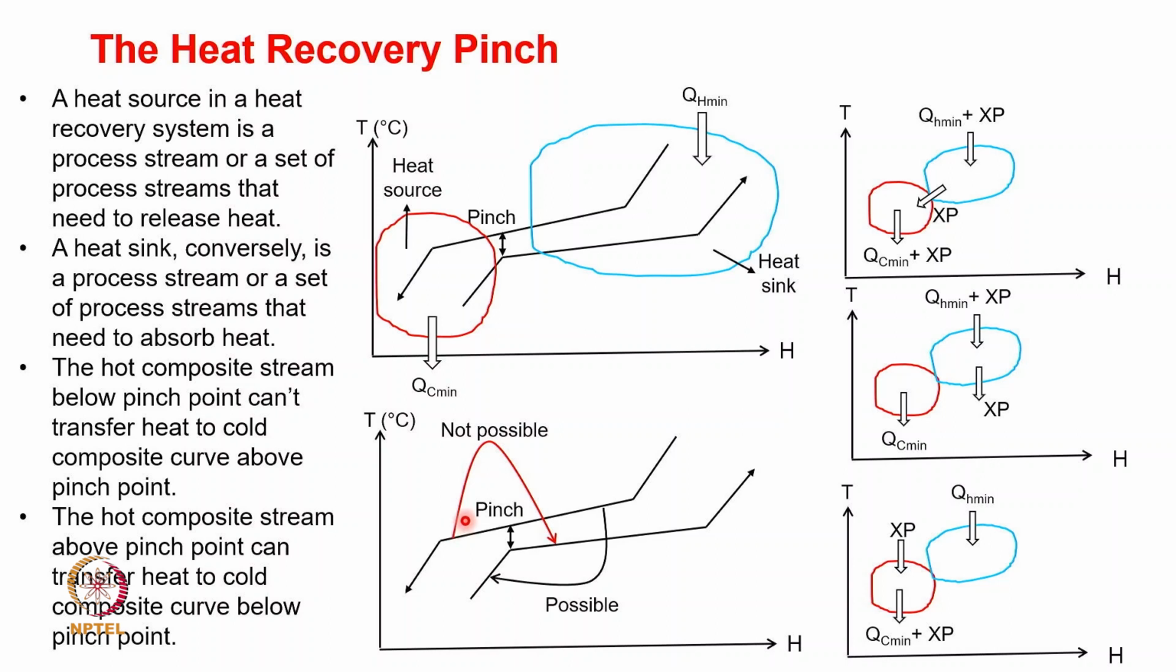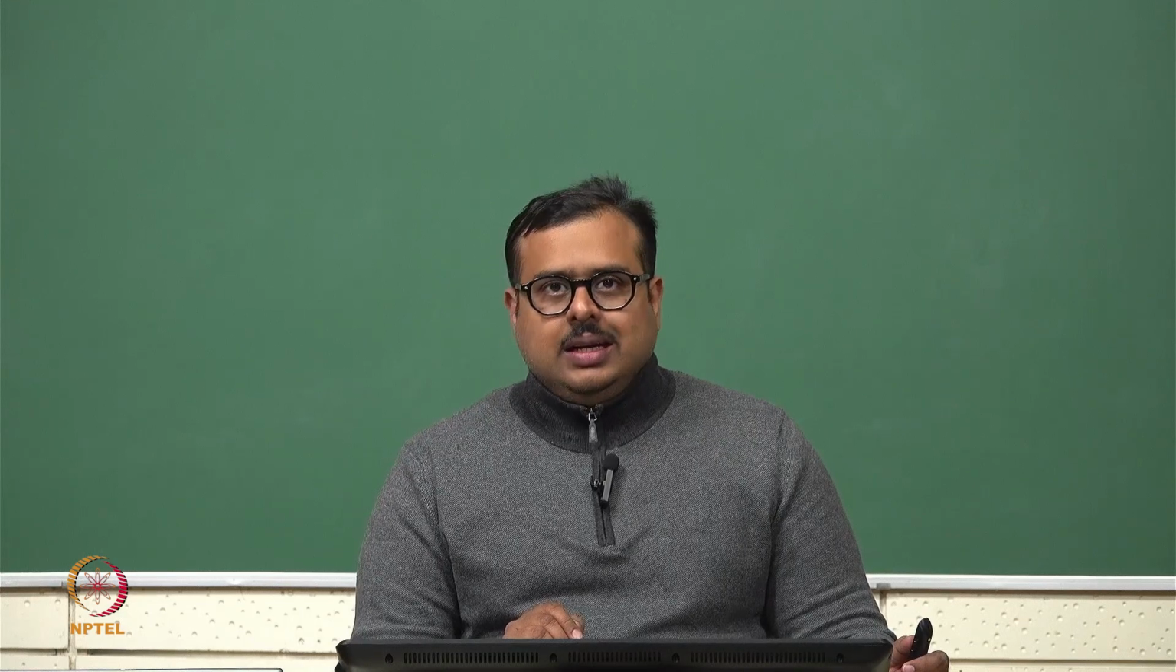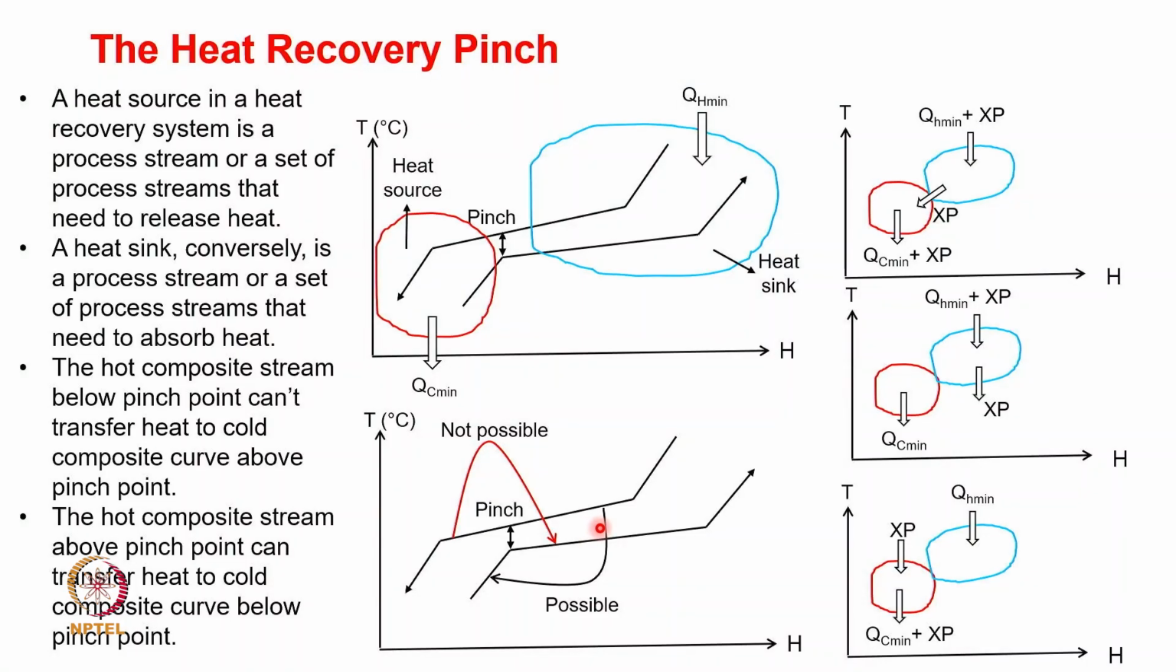The hot composite stream below the pinch point cannot transfer heat to a cold stream above the pinch point. So this is the cold stream, your hot stream is here below the pinch point, the cold stream is above the pinch point. So this particular arrangement is not possible. But the other way around is always possible. The hot composite stream above the pinch point can transfer the heat to the cold composite curve below the pinch point. So this kind of insight we will be able to derive when we draw these composite curves of cold streams and hot streams together.